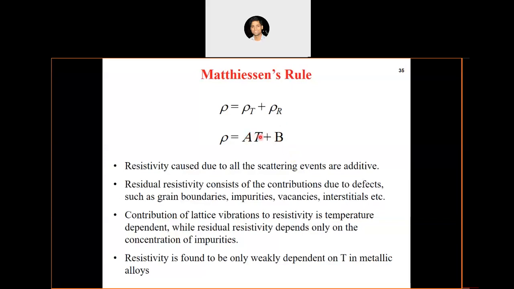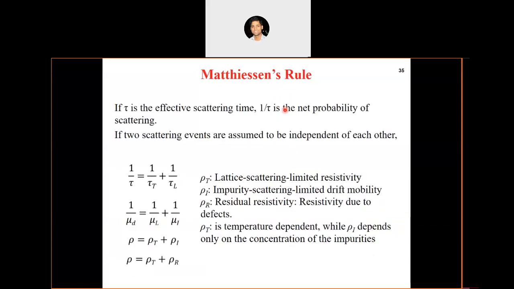Lattice scattering limited resistivity is dependent on temperature, and all other forms of resistivity depend only on the concentration of the scattering sources. For example, rho I, the resistivity coming from impurities, can also be called impurity scattering limited resistivity. Rho r is the residual resistivity, which is resistivity due to defects. Both of these resistivities depend on the concentration of defects or impurities.